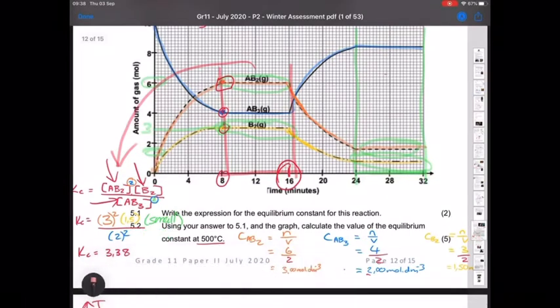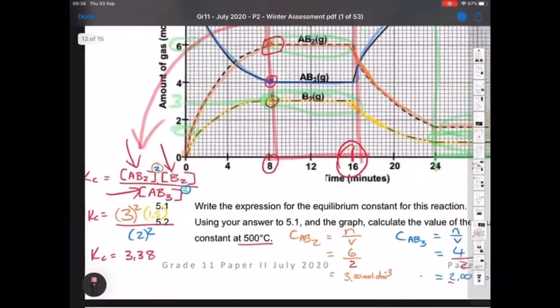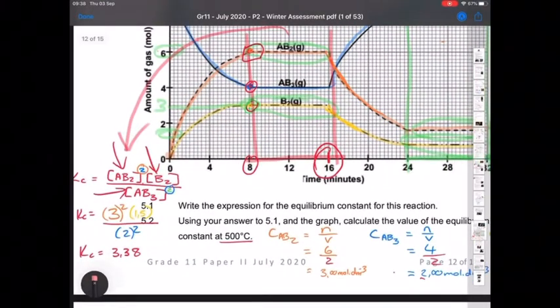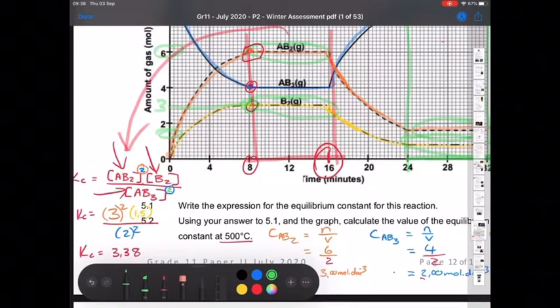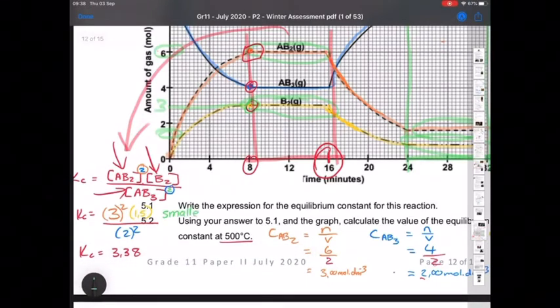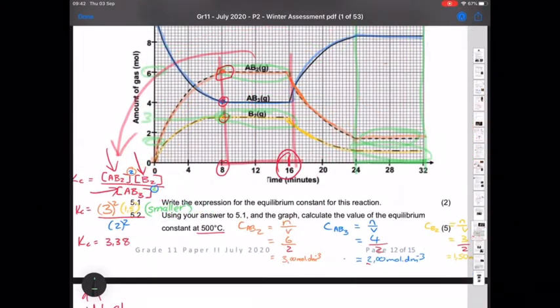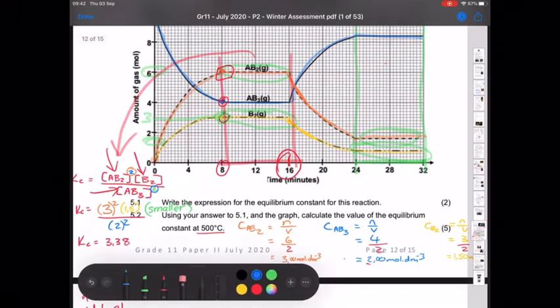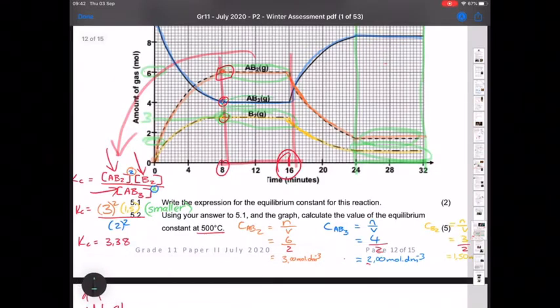So what that actually means is that the yellow and the orange are in the numerator. So your numerator value became smaller. Let's have a look at what would happen to the denominator, because you have to consider both the numerator and the denominator. The numerator became smaller, and the denominator went from an amount of 4 moles in 2 decimeters cubed to an amount of 8 moles in 2 decimeters cubed. So your denominator then became bigger.